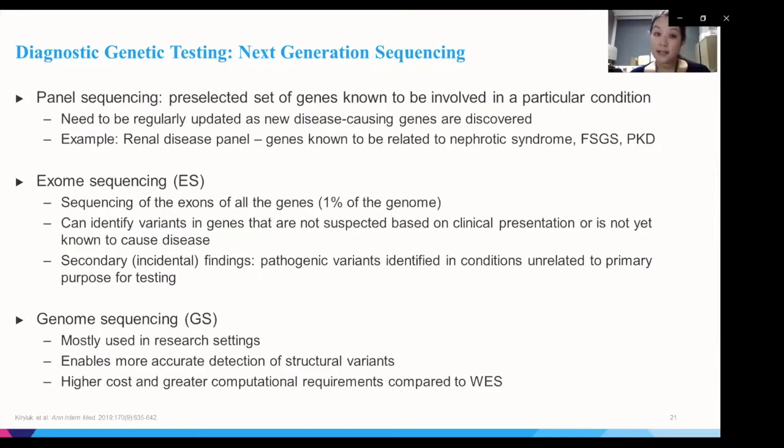The next is exome sequencing, and I would say this has been clinically available for many years now, and we're using it more and more. This is where we don't just sequence a handful of genes or even a couple hundred, but we sequence all 20,000 genes, the exons of all the genes in someone's genome. That ends up being about 1% of the genome. And this is helpful because it can identify variants in genes that are not suspected based on clinical presentation or not yet known to cause a disease.